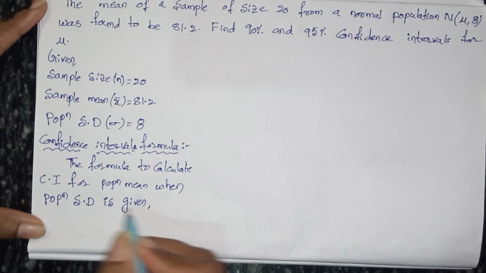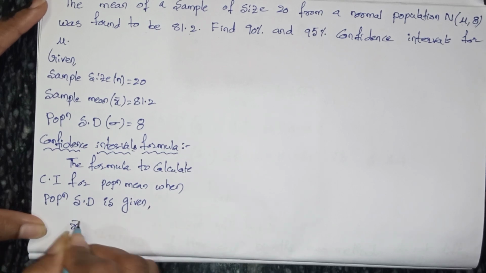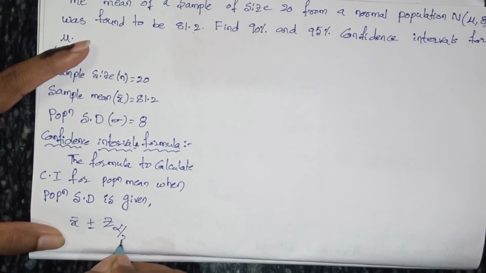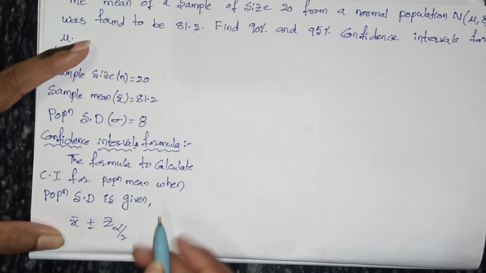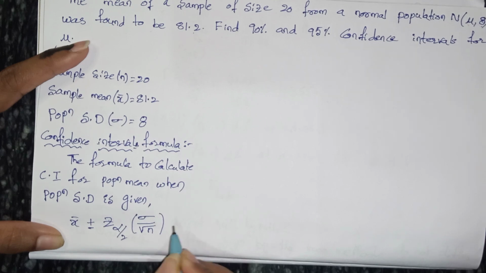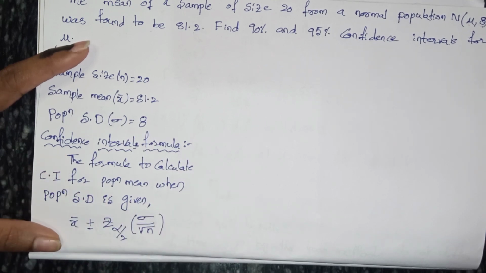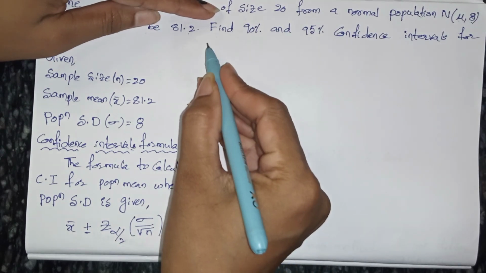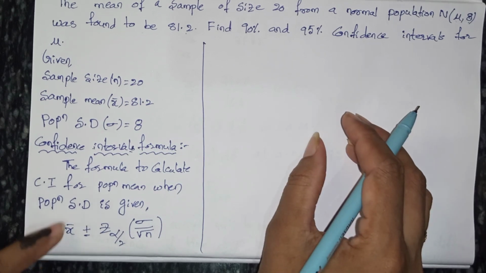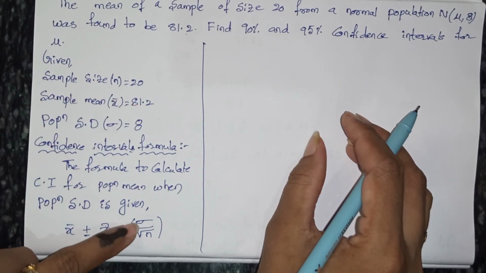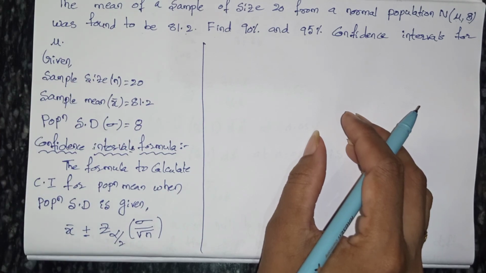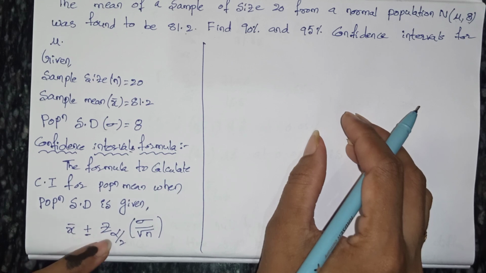The formula is x bar plus or minus z alpha by 2, here alpha is the level of significance, into sigma by root n. Okay, so this is the formula. Now we'll substitute the values. See here, x bar we already know, 81.2. Sigma is 8, and root n, root 20, we can find. Now we have to calculate z alpha by 2.